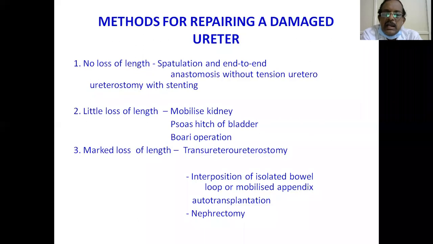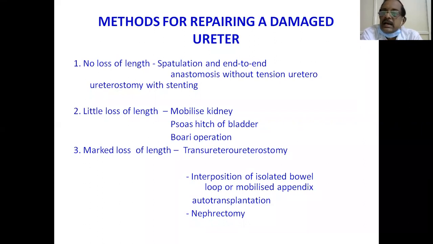Then if there is a little loss of length, a small loss can be made up by mobilizing the kidney. If it is the upper ureter, you mobilize the kidney and bring it down, and you may be able to repair it with a little loss of length. But with severe loss of length in the lower ureter, you may have to do a Psoas hitch procedure or a Boari operation. We'll come to that later.